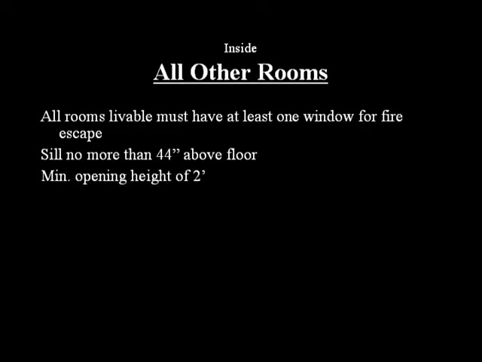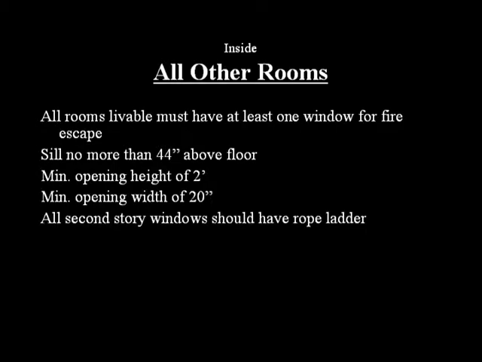All rooms considered livable must have at least one window present for a fire escape. Most codes require a sill to be no more than 44 inches above the floor. There should also be a minimum opening height of 2 feet and a minimum opening width of 20 inches. All second-story windows should have a rope ladder for safety.